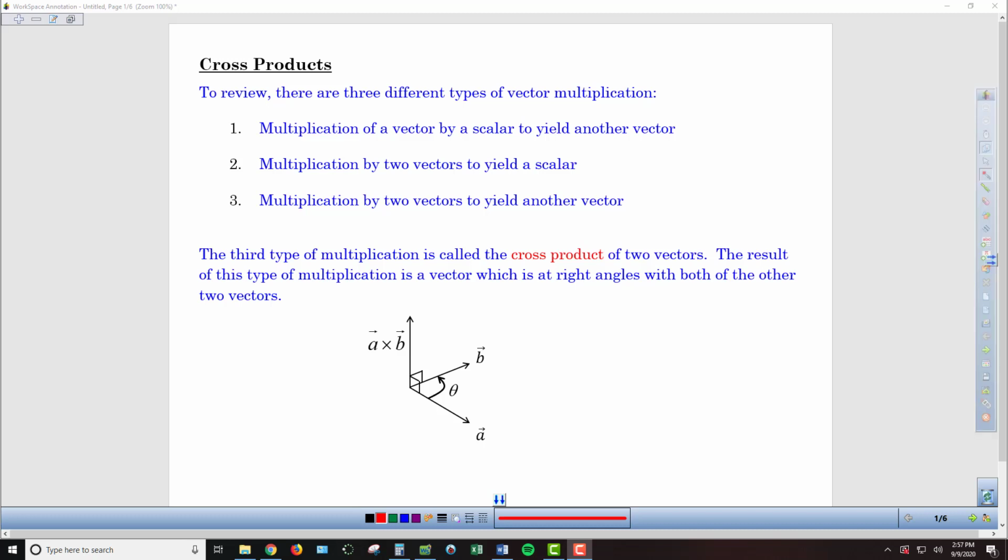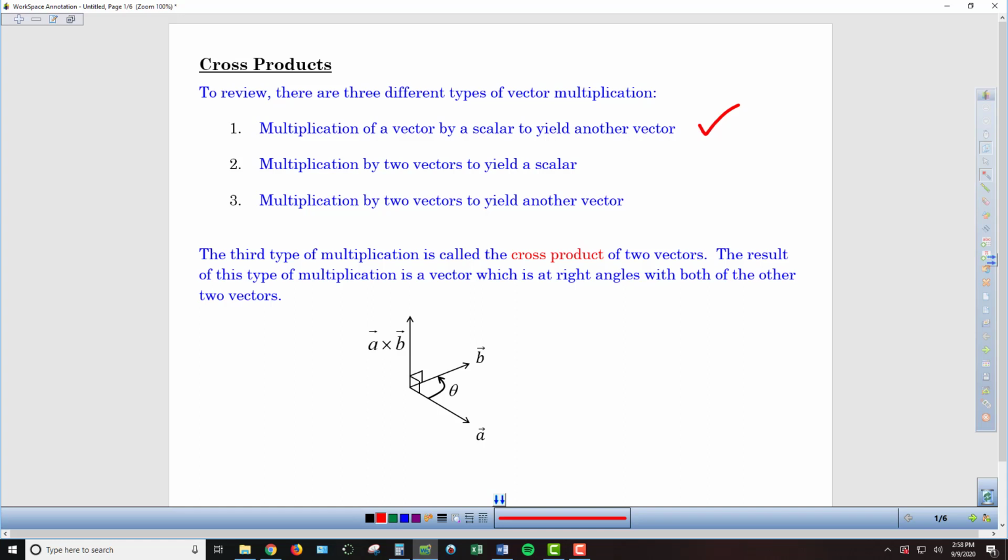In these notes, we're taking a look at a third type of vector multiplication. In the previous lesson, we were introduced to two other types. First, the multiplication of a vector by a scalar, which leaves us with another vector. So basically, whatever that scalar is, it increases or decreases the magnitude if that value is less than 1. If it's negative, it reverses the orientation of the vector.